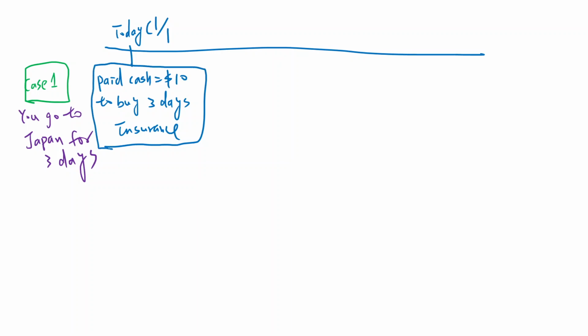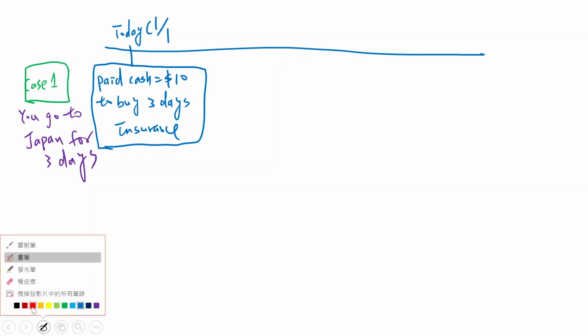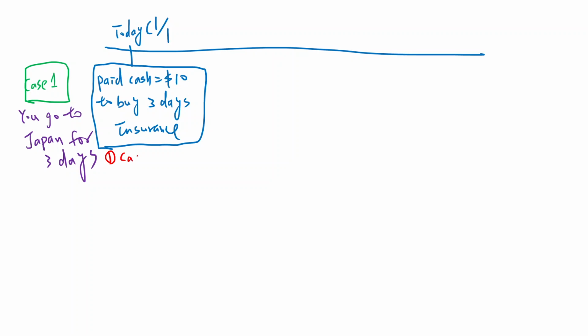Okay, so for this case, still 2 effects, right? What's the first effect? Pay the money, $10. So of course, your first effect is your cash decreases $10. What's the second effect? Pay the money to buy 3-day insurance. So could you tell me, will 3-day insurance provide you future economic benefit or not? Yes, you are correct. Why? 3 days in the future.